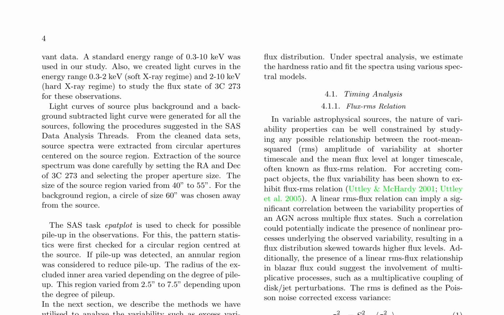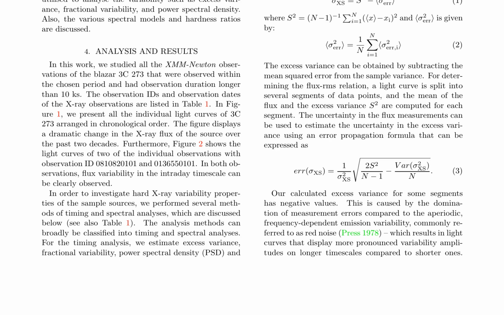The X-ray variability of the Blazar 3C273 is examined using XMM-Newton observations, encompassing both timing and spectral analyses. The investigation delves into the flux-RMS relation, excess variance, fractional variability, power spectral density, and flux distribution to elucidate the underlying physical processes. A linear rms-flux relationship is probed to understand the variability properties across different flux states, which could imply the presence of nonlinear or multiplicative processes, such as disk-jet perturbations.